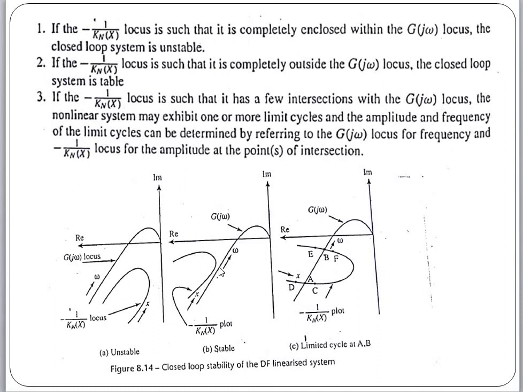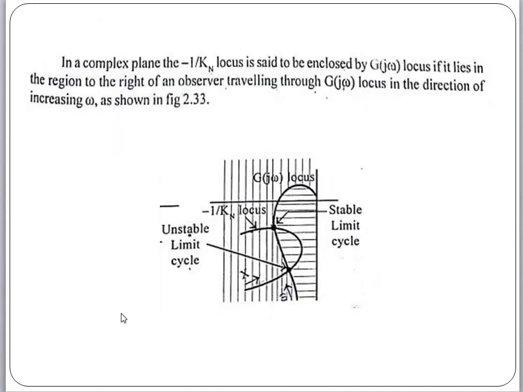Minus 1 by kn of x locus is to the left of g of j omega locus, and hence the system is stable. We will move to stable and unstable limit cycle. I have already told, if the two locuses, that is g of j omega locus and minus 1 by kn locus, intersect, there will be limit cycles that may be present in the system and that may be stable or unstable. So we can predict whether the limit cycle is stable or unstable by looking into the travel of minus 1 by kn locus.